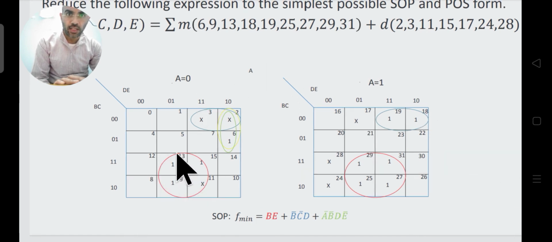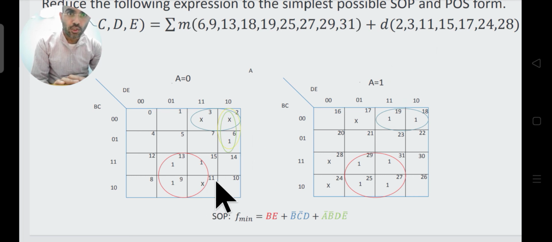I can see that I should have marked 6, then 9, so 9 is 1, then 13. So 13 is marked 1, then 18. So 18 is also marked 1, then 19. So 19 is also marked 1, 25. Where is 25? This. Then 27, then 29, then 31. Up till here things are okay, but then 2, 3. So 2, 3 are marked cross, then 11. So 11 is also marked cross, then 15.